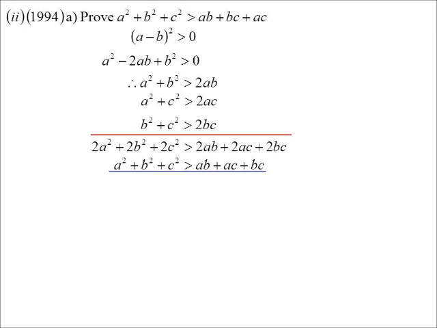a squared plus b squared plus c squared. So that's another common idea of starting with a known fact and working from there. This time for part B, they've told me that a plus b plus c adds up to be 1.